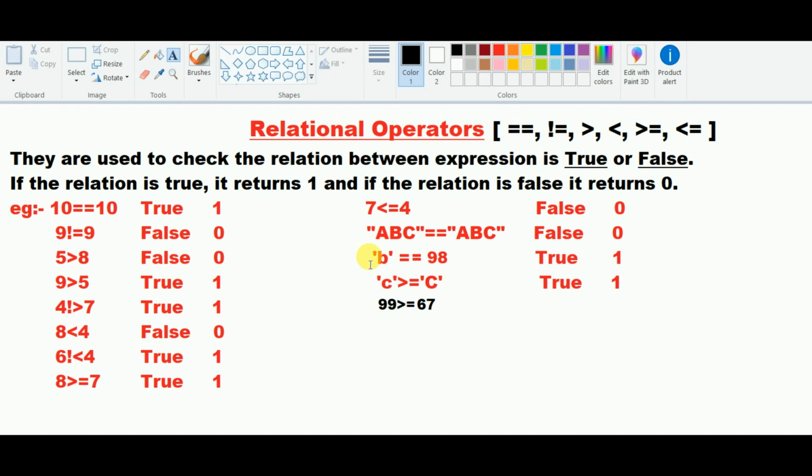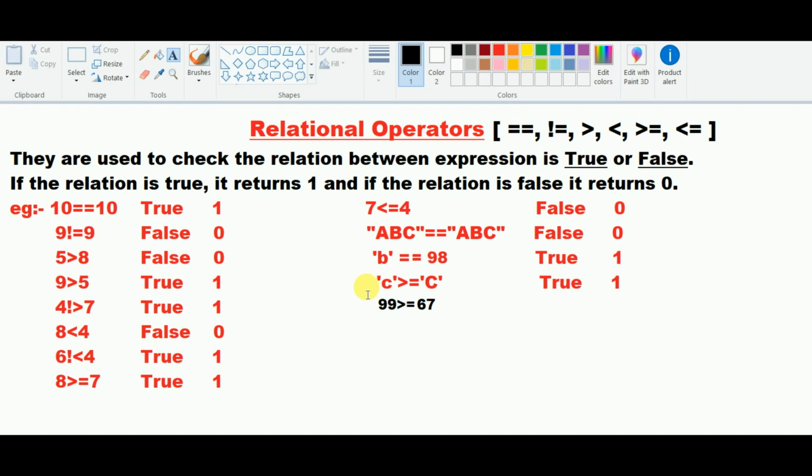Here, in single quotation, small b is equal to 98. The expression is true. Why? Because the ASCII value of small b is 98.